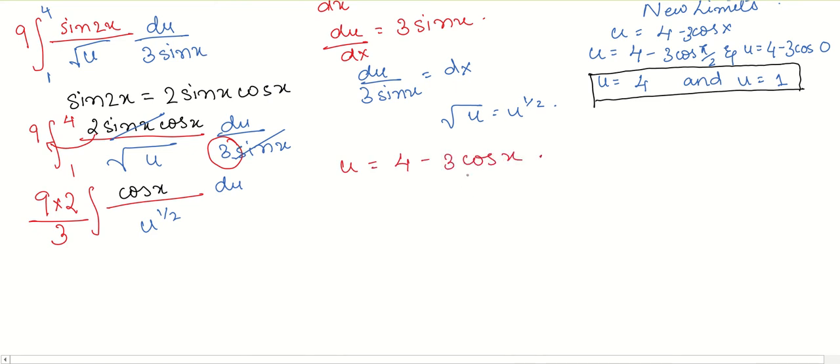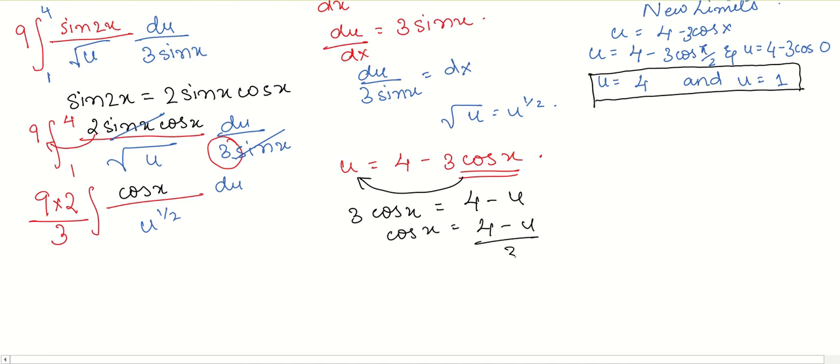We want to make cos x the subject. So that's what we're going to do. We're going to bring this here, so that's going to be 3 cos x equals 4 minus u. Cos x is going to be equal to (4 minus u) divided by 3.